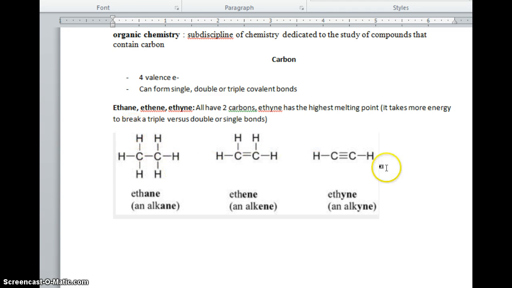So then I just drew them out for you so you can see them all there. So even though they all have 2 carbons, they have different properties because, again, of having a single, double, or triple bond.